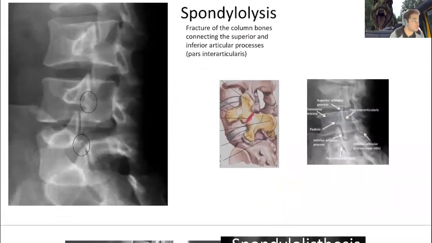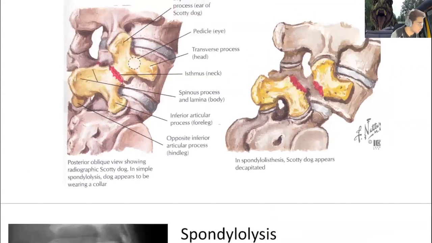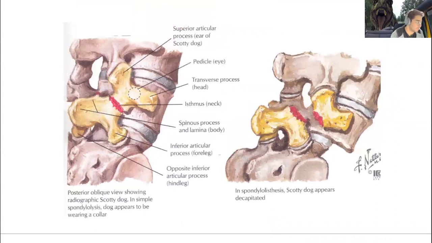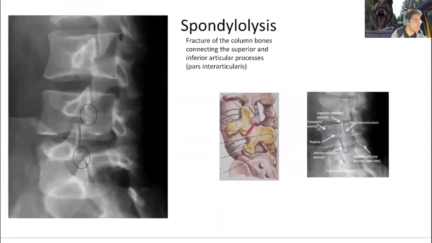Just identify a normal Scotty dog with its neck in place. You can see the little dog, which is a very crude outline, but here the Scotty dog's neck is broken. The isthmus is broken. The interspinous processes is what is damaged. This is the spinous process of the vertebral body. Okay, keep that in mind. This is commonly seen in the lumbar region.